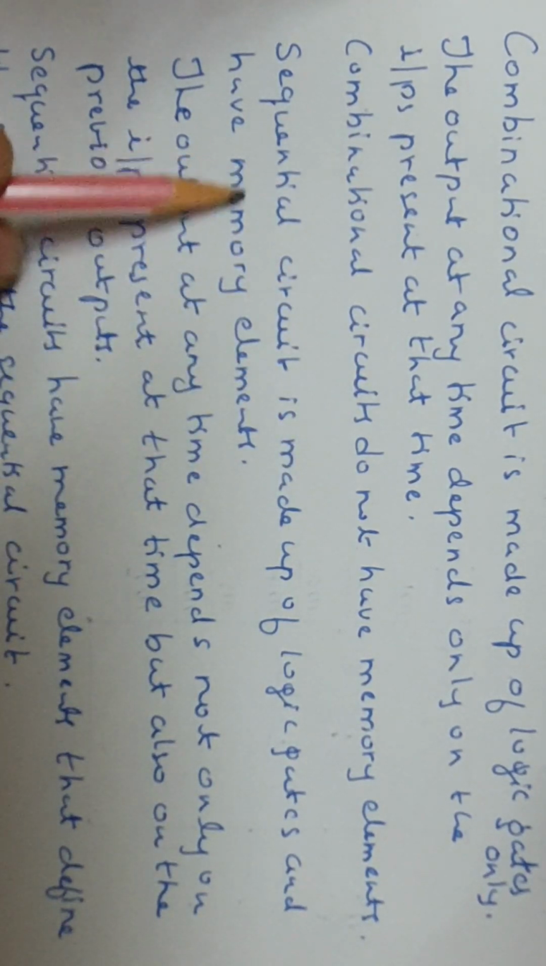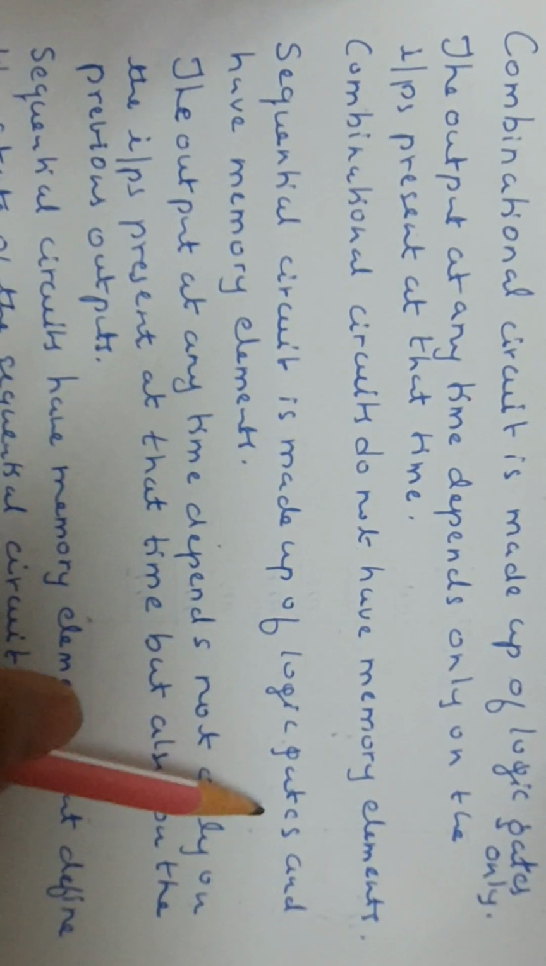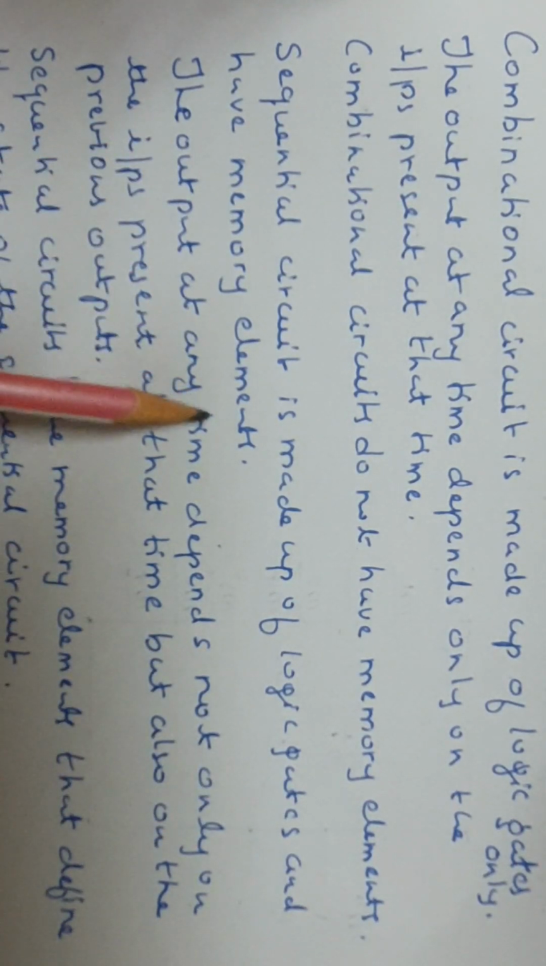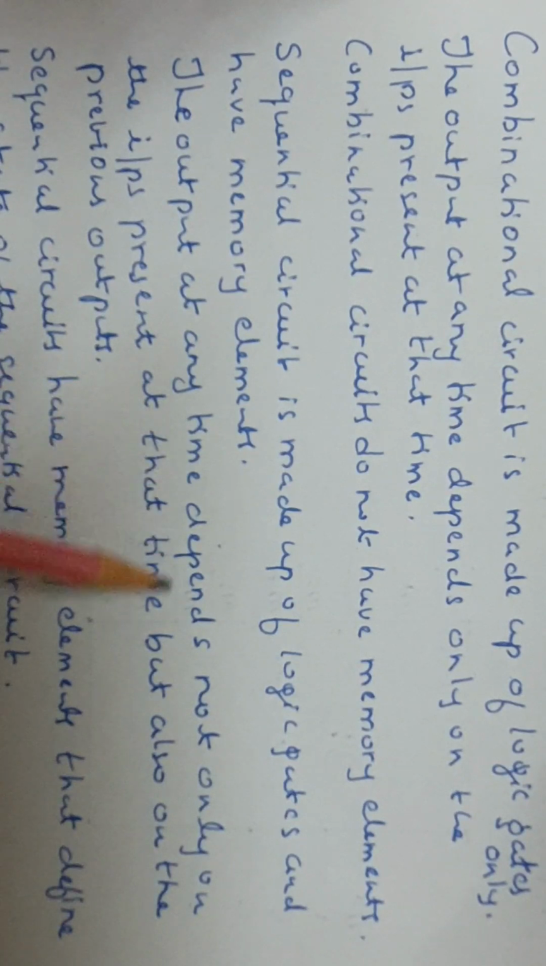So a sequential circuit is made up of logic gates and has memory elements. The output at any time depends not only on the inputs present at that time, but also on the previous outputs. These previous outputs are stored in memory elements, which define the state of the circuit. So hence the output at any time depends not only on external inputs, but also on the state of the circuit, or content of memory element, or previous outputs.